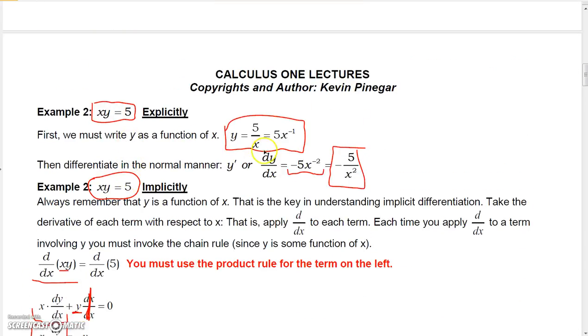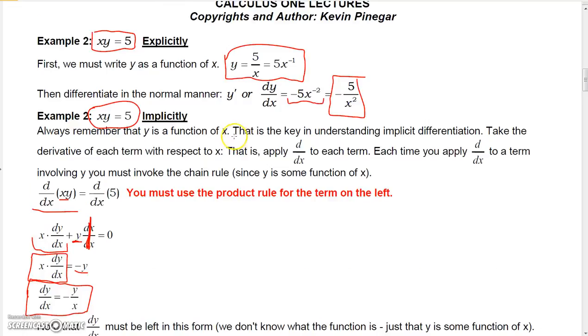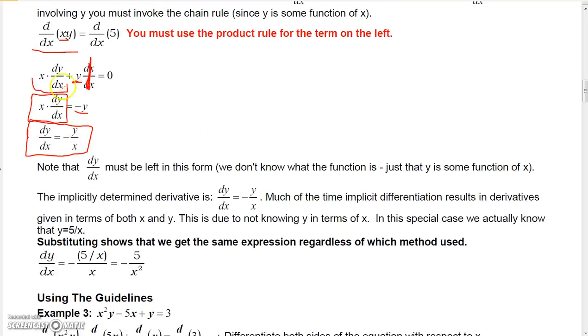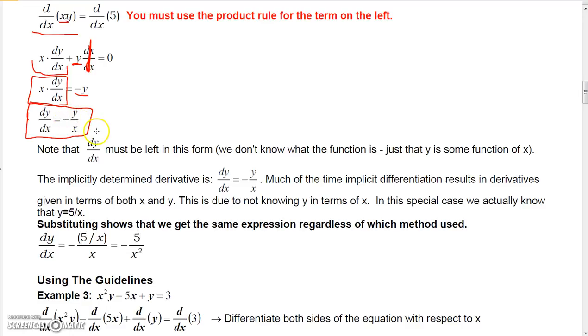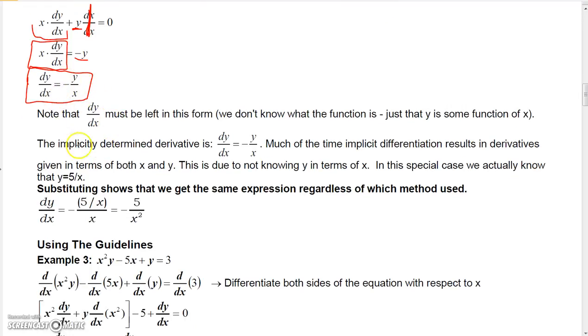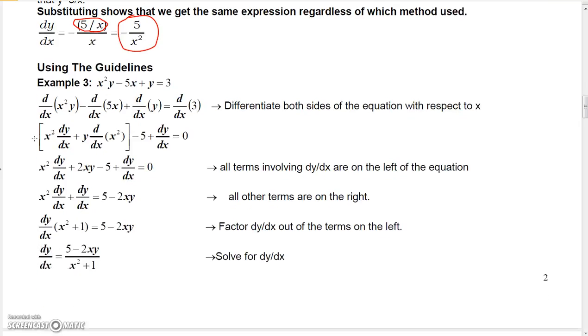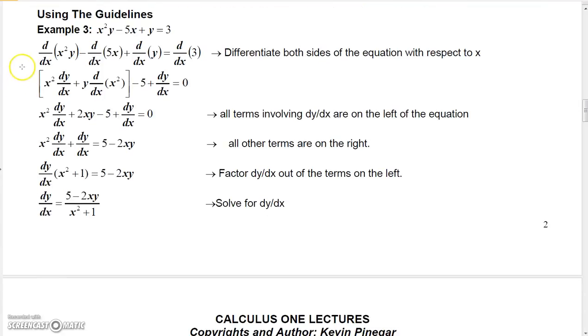If you go back up here, remember y was equal to 5 over x. Now normally you wouldn't know that. But in this case, we do know that y is equal to 5 over x. So I actually can take this derivative, and if you replace the y with 5 over x, you get minus 5 over x divided by x. And you can easily show that that's the same as minus 5 over x squared. Now again, like I said, we generally can't show that. On these other examples, we won't be able to do that because we can't solve for y.